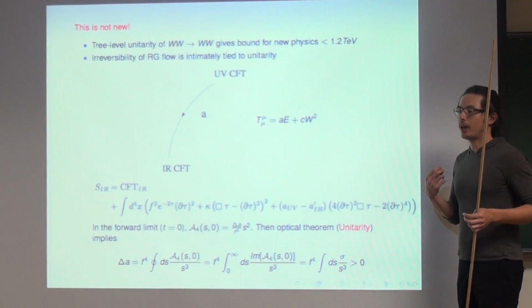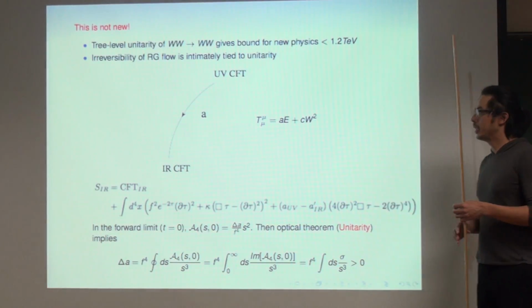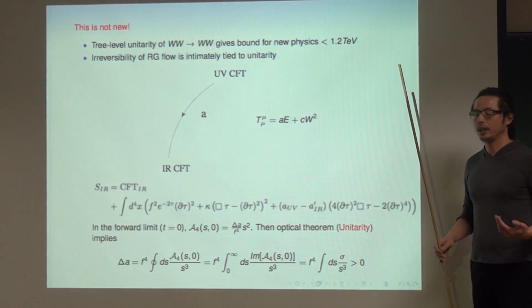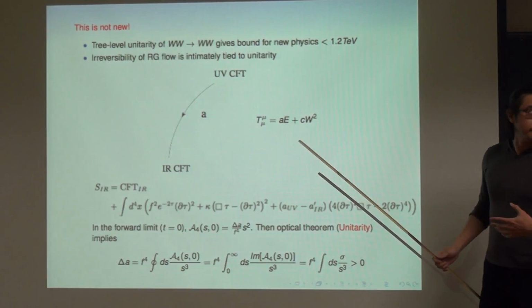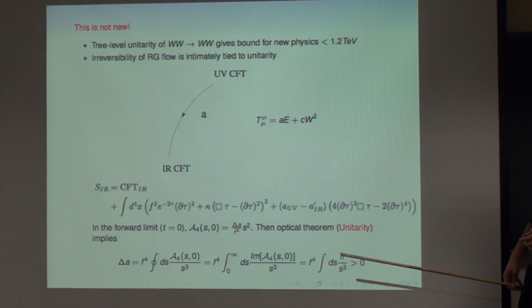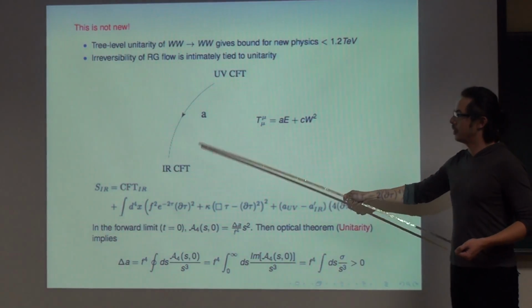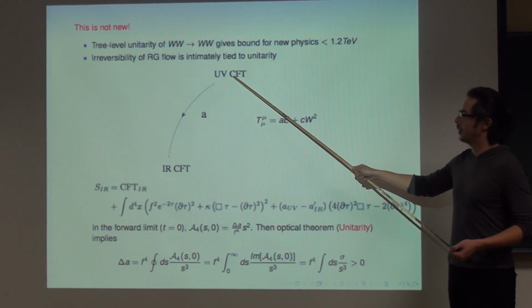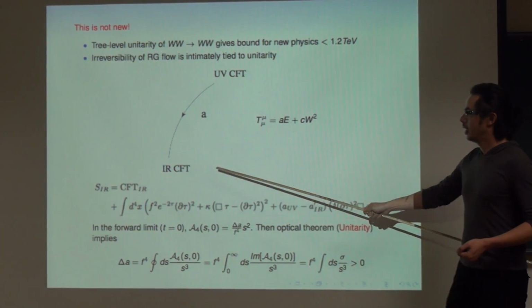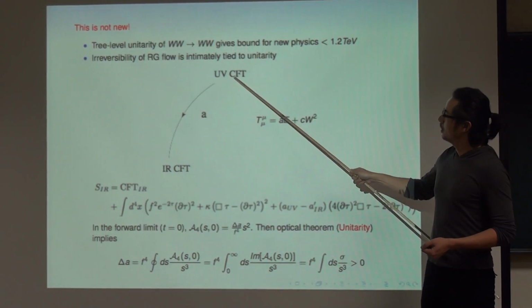And in fact, what we currently know about the irreversibility of RG flow indeed just comes from the proof of unitarity. So this is just a short outline of how the irreversibility of RG flow was proven in 4 dimensions. Basically you can think about RG flow as a simple example between a UV CFT fixed point and an IR fixed point.